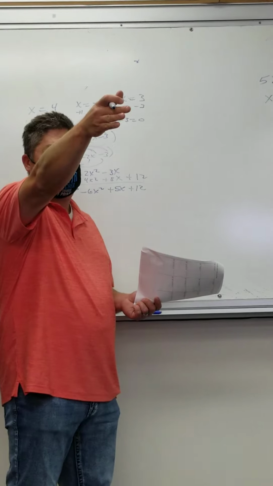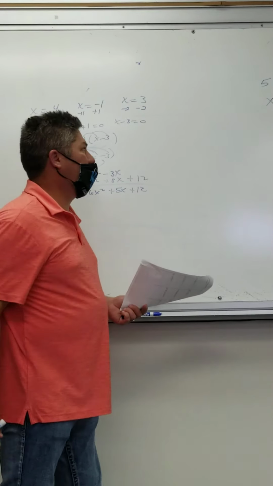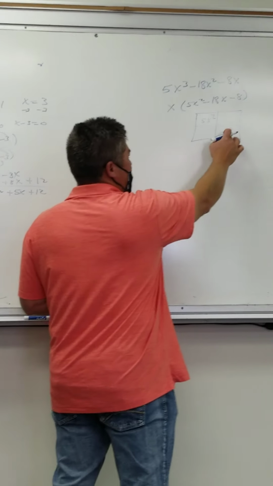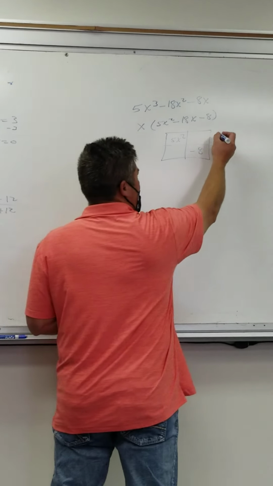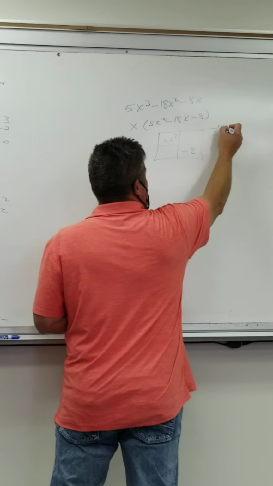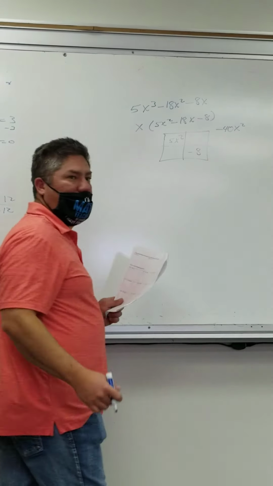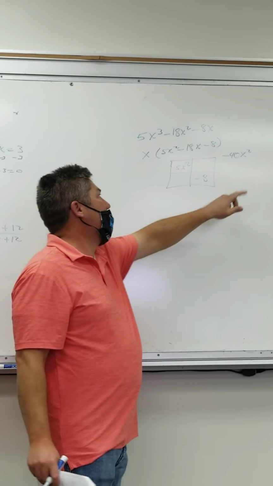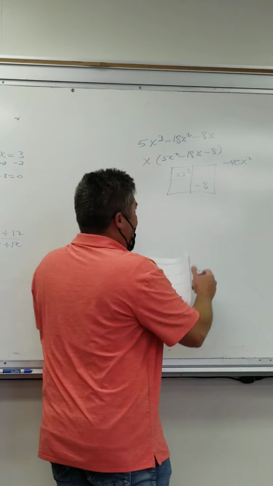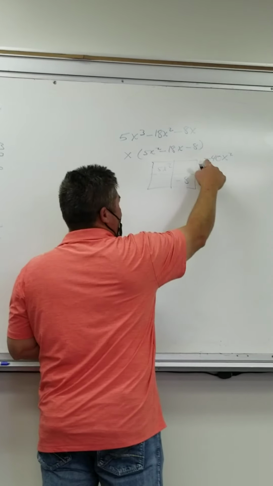Derek, what do I do with this 5x and this negative 8? Multiply them, and what does that give me? 40x squared, right? I multiply them and write it out to the side. That's how you do it. And then it has to subtract because I ended up with a negative in front.